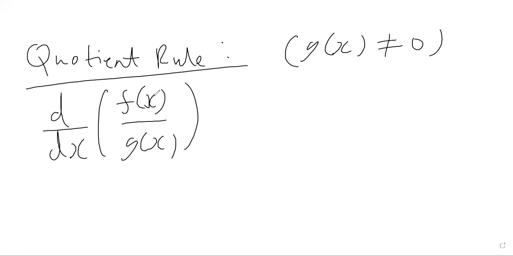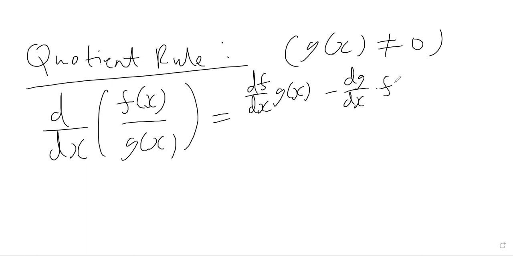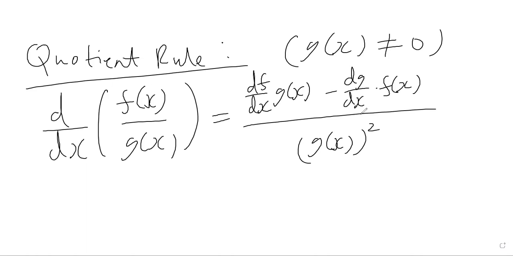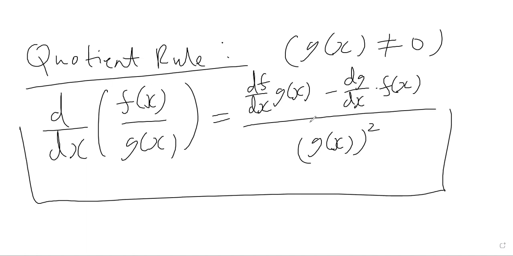So when we want to differentiate one function divided by another function, the quotient rule tells us that the result will be the derivative of the numerator function with respect to x multiplied by g of x from the bottom. Then we subtract the derivative of g of x with respect to x multiplied by the f of x on the top. And then we divide this all by the square of g of x. So this is the quotient rule.